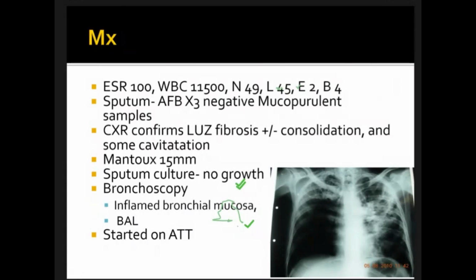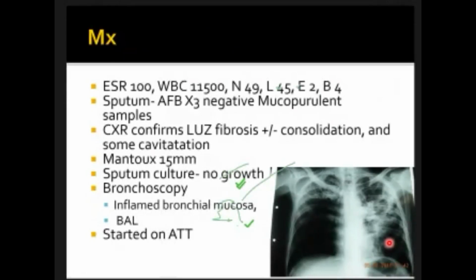Chest X-ray confirms, you can see here, left upper zone fibrosis, plus or minus consolidation and some cavitation. Mantoux is 15. Sputum culture shows no growth. Bronchoscopy is done on this patient, and inflamed bronchial mucosa is seen. BAL is done. It is negative. He is started on anti-TB on clinical grounds. So clinically diagnosed tuberculosis is this patient's diagnosis.